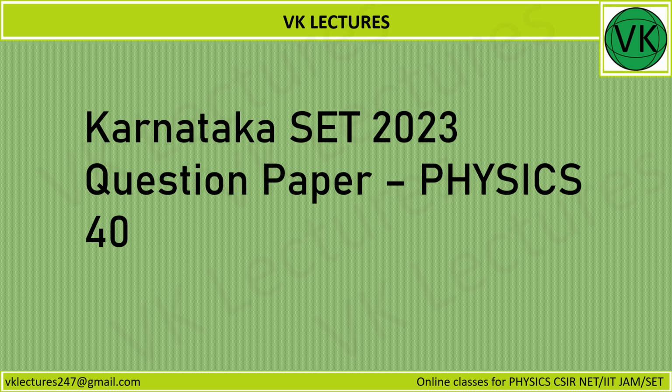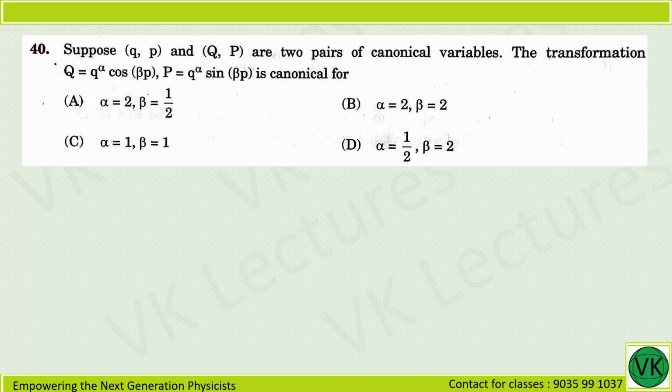In this lecture, we are discussing the physics question paper for Karnataka Set 2023. Suppose small q and small p and capital Q and capital P are two pairs of canonical variables. The transformation capital Q equal to small q to the power alpha cos beta p and capital P equal to small q to the power alpha sin beta p is canonical. We have to find out alpha and beta such that it becomes canonical.